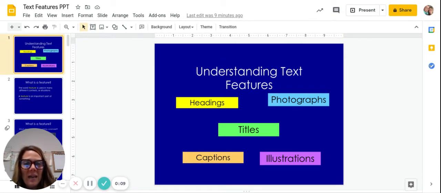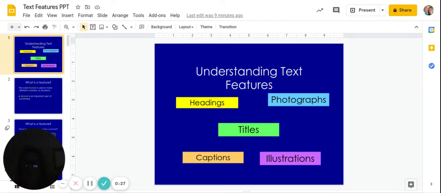But today I want to give you a little more understanding of our new reading comprehension skill that we're going over. We've talked a lot about main idea and all different kinds of things that help us in our comprehension of our reading and understanding what we're reading better.